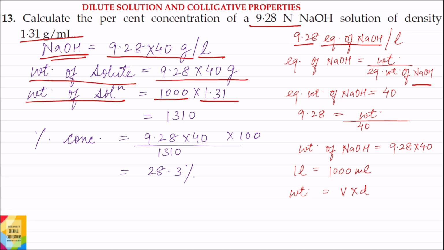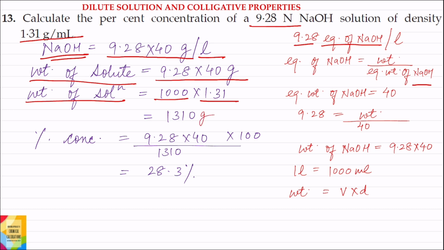So weight of solution is equal to volume of solution, that is 1000 milliliter, into density of solution, that is 1.31 gram per milliliter. अच्छा, हमने volume को लीटर से मिलीलीटर में क्यों कन्वर्ट किया? Because density is given in 1.31 gram per milliliter. जो density given है वहाँ जो unit है volume की वो milliliter है. So we have to convert the volume into milliliters. So volume, that is 1000 into density, that is 1.31 gram per milliliter, is equal to weight of the solution, that is 1310 gram.